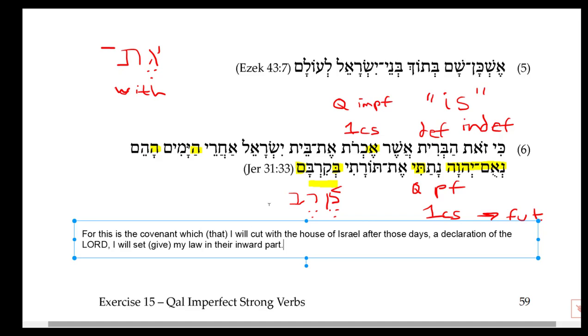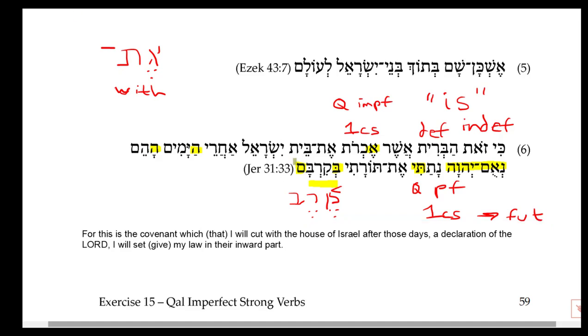I'm not sure if I mentioned that the pronominal suffix here is a third masculine plural pronominal suffix going on a singular noun. So it'd be there. So in, preposition, their, pronominal suffix, inward part, noun. So there are some translations and some parsing from chapter 15 of the workbook.